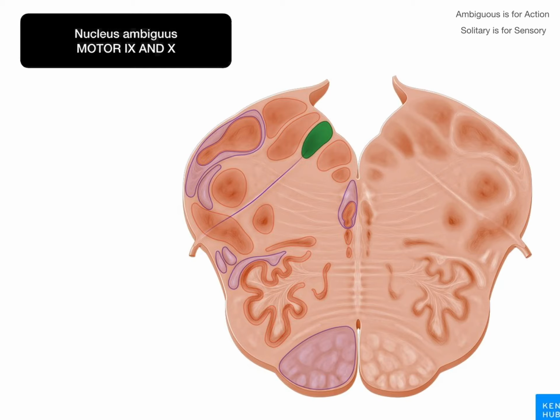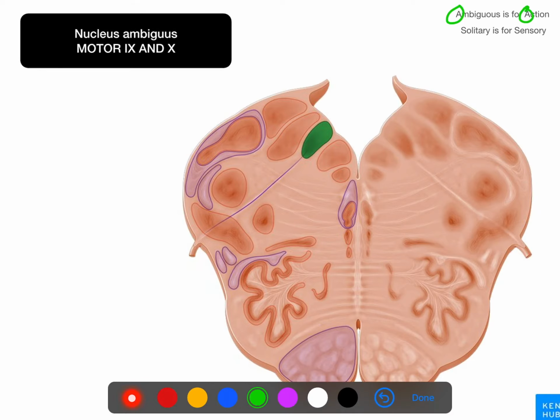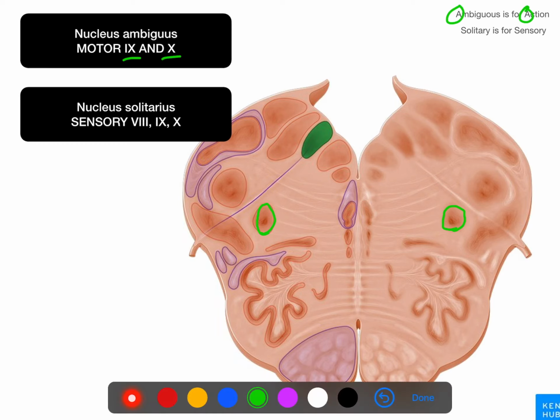So in the medulla, you need to know about a couple of things. You need to know the nucleus ambiguus. Ambiguus is A for action, because it's a motor nucleus, and it's motor to cranial nerves 9 and 10. This is the nucleus ambiguus, sat there. You won't need to know where it is, just what it does: motor to 9 and motor to 10.